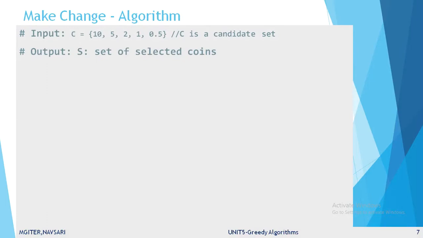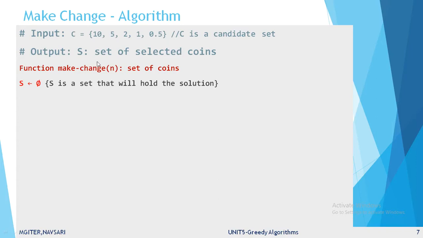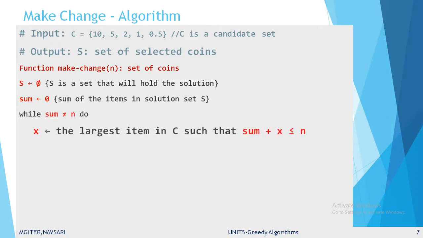Now here we see the algorithm for the making change problem. C is the candidate set of available coins, and S is the set of selected coins. For making the change of a particular amount, we select the coins, that is known as the set S. Now first of all, the set is an empty set because it does not give any change to the particular amount. And then sum is equal to the sum of items in the solution set. While sum is not equal to n, where n is the amount.